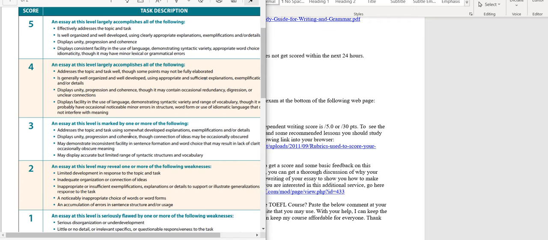Displays unity, progression, and coherence, though connection of ideas may be occasionally obscured, inconsistent facility, sentence formation, word choice. I don't think you have too many grammatical problems in there, but I think you could do a better job with the details in each of those body paragraphs. So what to do?